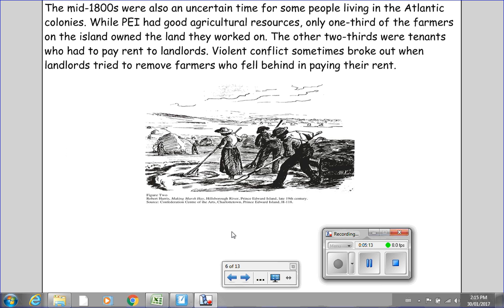The mid-1800s were also an uncertain time for some people living in the Atlantic colonies. While PEI had good agricultural resources, only 1/3 of the farmers on the island owned the land they worked on. The other 2/3 were tenants who had to pay rent to landlords. Violent conflict sometimes broke out when landlords tried to remove farmers who fell behind in paying their rent.